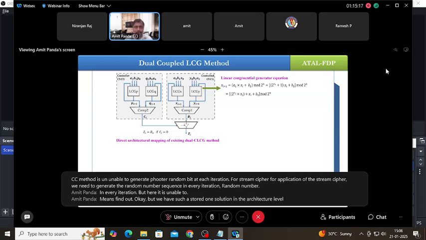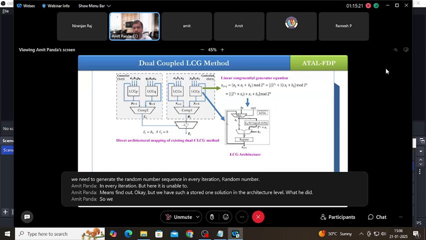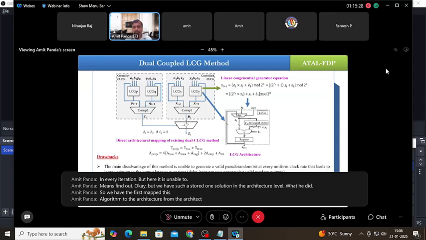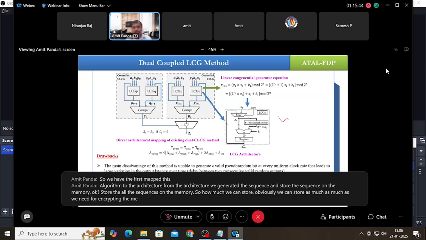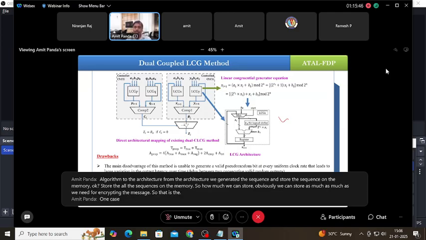What we did is, we first mapped the algorithm to the architecture. From the architecture, we generated the sequence and stored all the sequences in memory. So how much can we store? Obviously, we can store as much as we need for encrypting the message. So that is one case we tried.